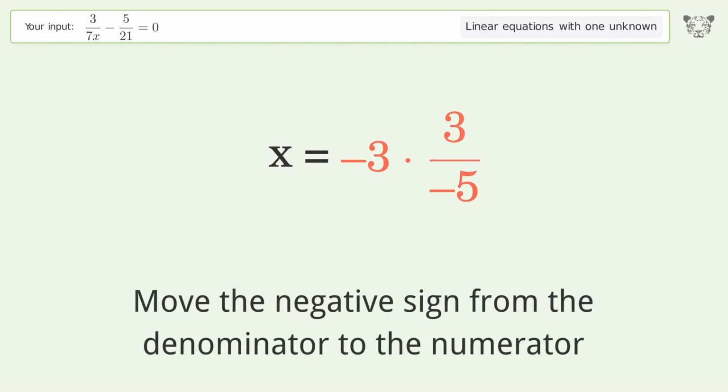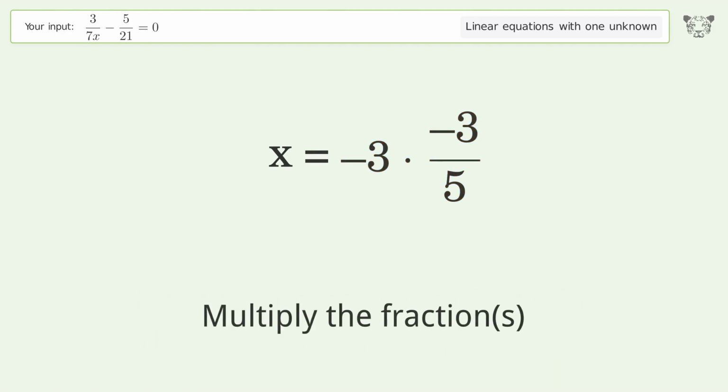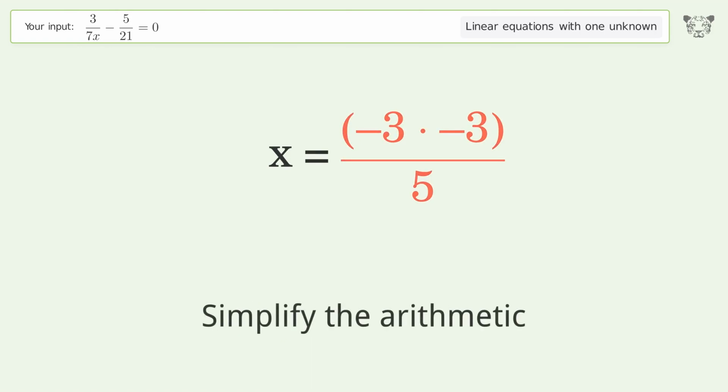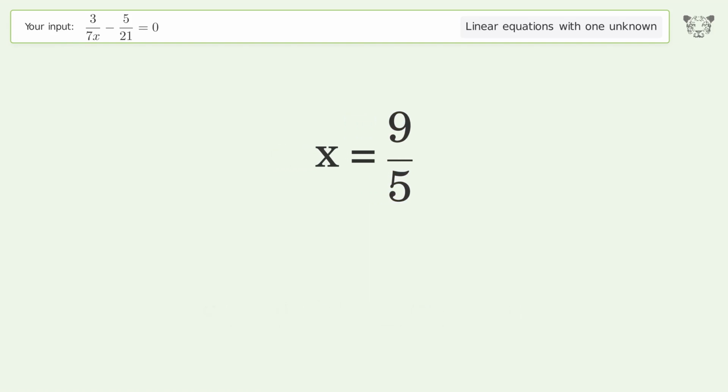Move the negative sign from the denominator to the numerator. Multiply the fractions. Simplify the arithmetic. And so the final result is x equals 9/5.